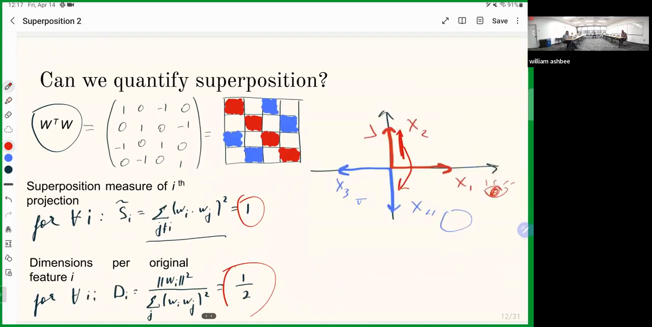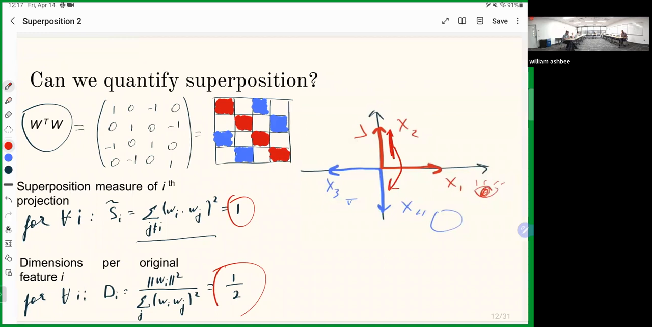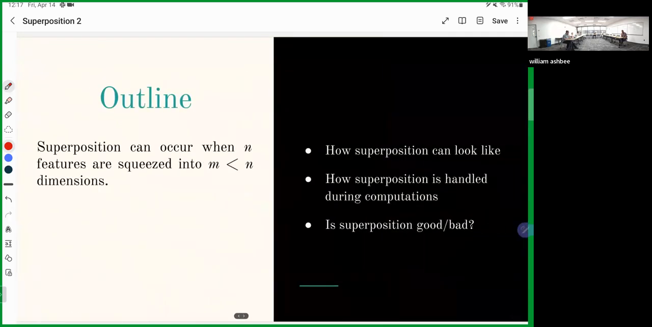So okay, we got an idea what superposition is and how we can quantify it. Let's actually get to the content of this blog post. In this post, the authors are analyzing what superpositions may look like, what structures hidden vectors can form, how they behave, and that kind of thing. So let's move to how superpositions can look like.